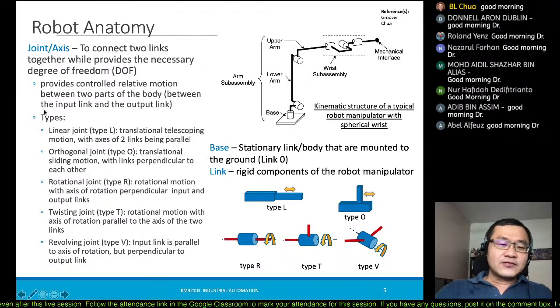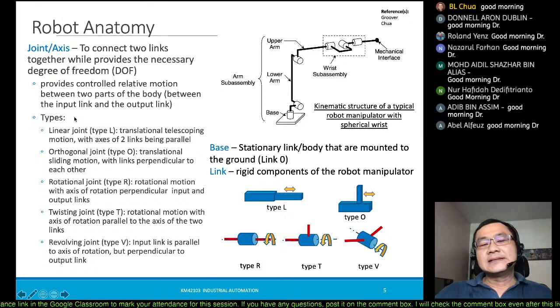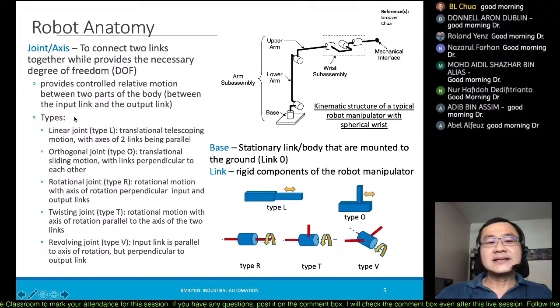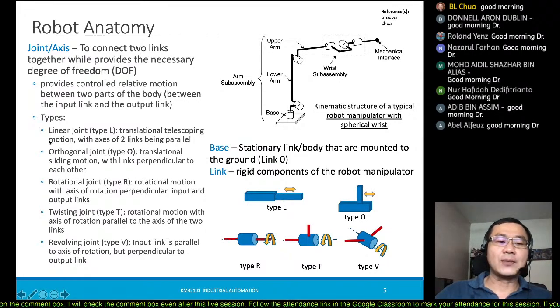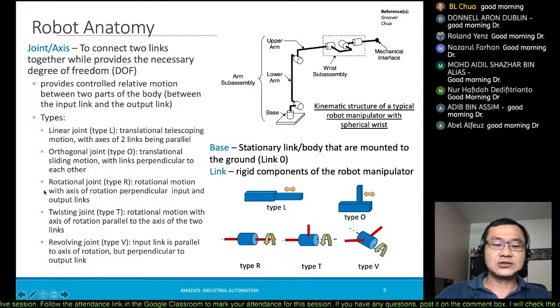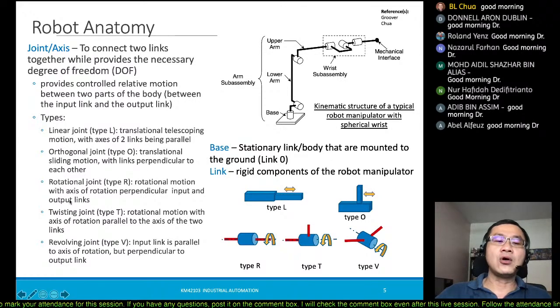That kind of joints can be categorized into several types, mainly the linear and the rotational type of joint. The first 2 would be the linear type, and the 3 others are the rotational type of joint. So you have type L, type O, type R, type T, and type V.